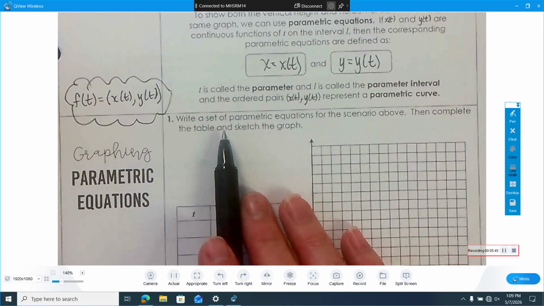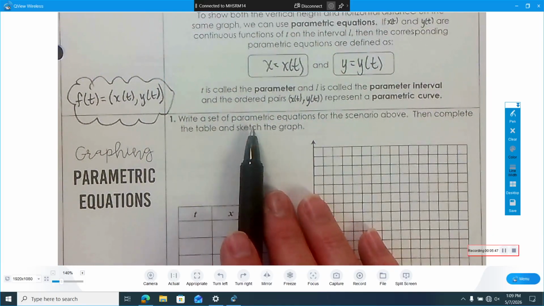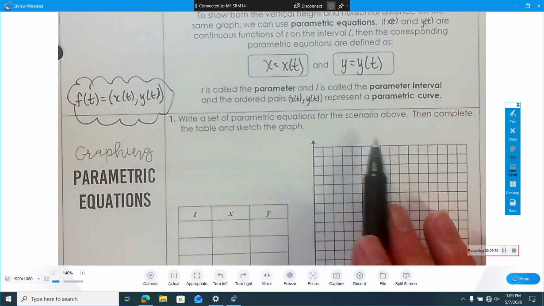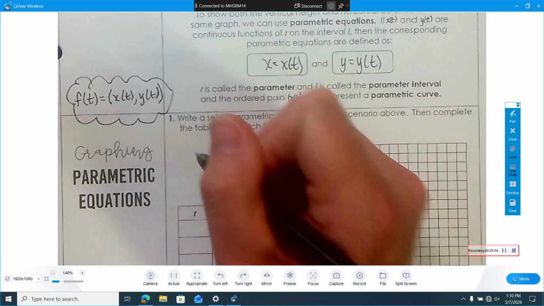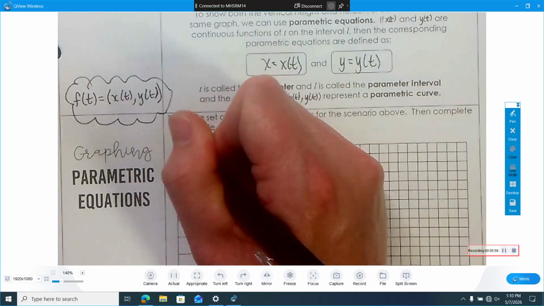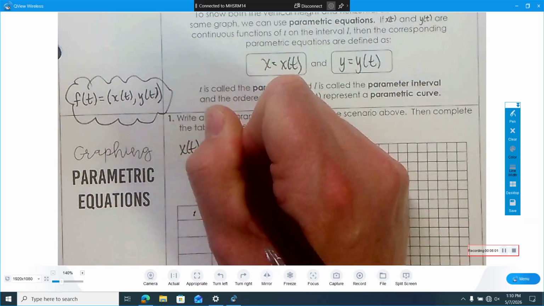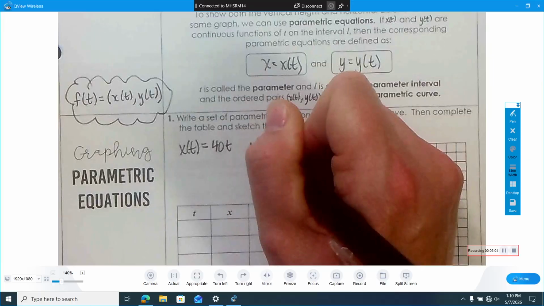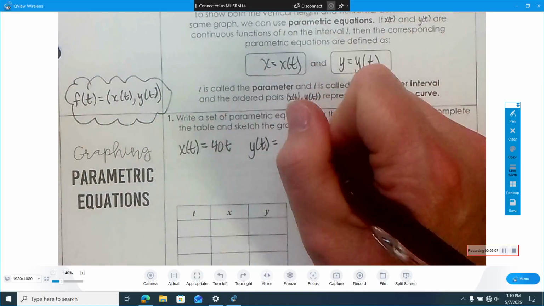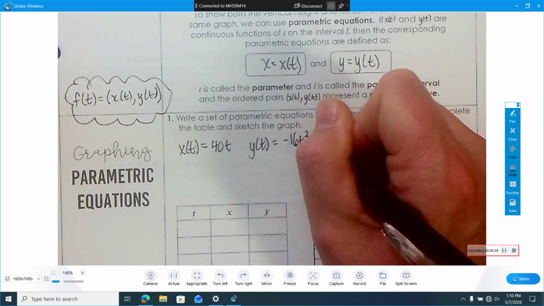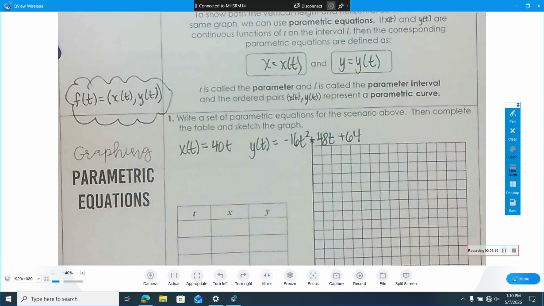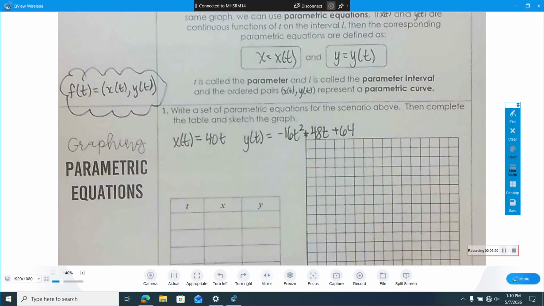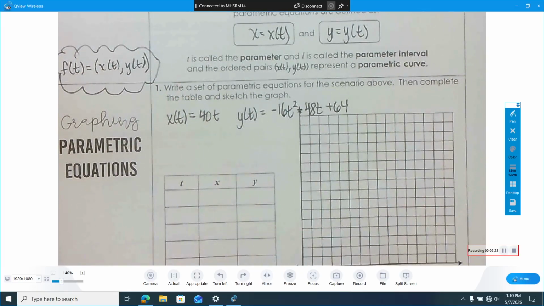So we're going to write a set of parametric equations for the scenario above, and then complete the table and sketch the graph. So our parametric equations are pretty easy. I'm just going to write x of t equals 40t, and y of t equals negative 16t squared plus 48t plus 64. So we could write it that way.